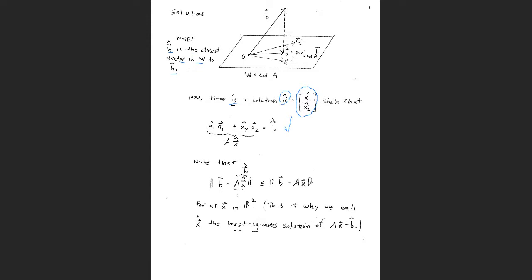And we note also that the distance between the vector b and our projection vector b hat, which is A times x hat, would be smaller than the difference between the vector b and any other Ax there is. For all x in R squared, because the vector x is 2 by 1. Okay, so that's why we call it least squares solution. Let me give you a moment to copy that.